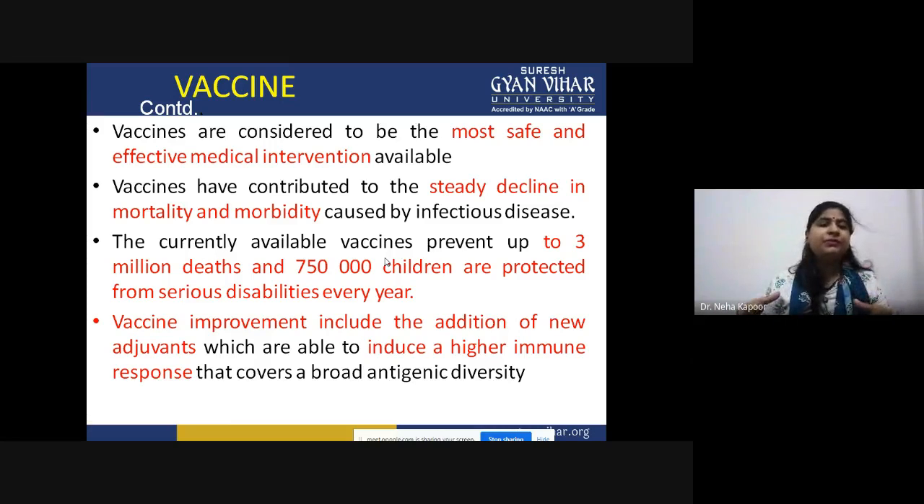Currently available vaccines can prevent up to 3 million deaths, and many children are protected from serious disabilities every year, because when a kid is born, they normally provide you a complete list and timeline of vaccines that the kid has to get. Vaccine improvement strategies are also being implemented at a faster pace, with new adjuvants and new strategies to improve efficacy, and a vaccine should also have a broad antigenic variety.